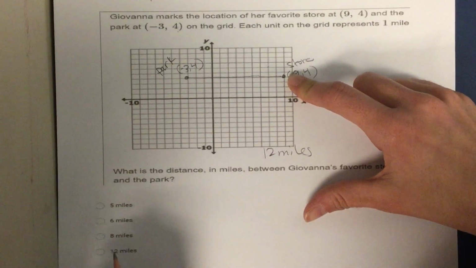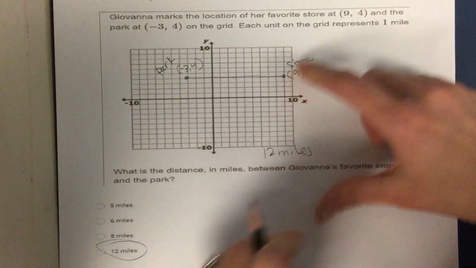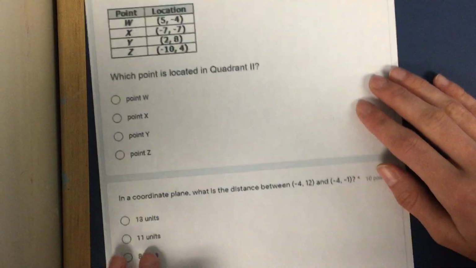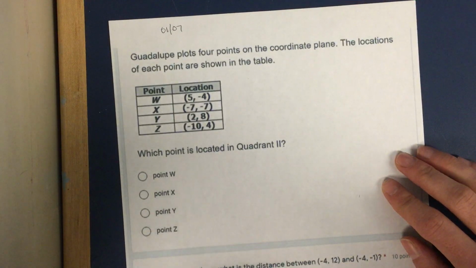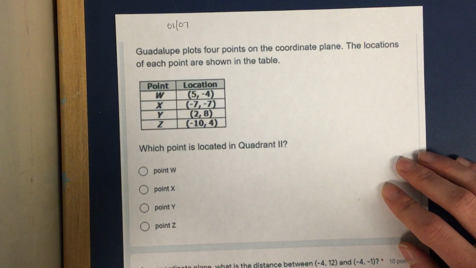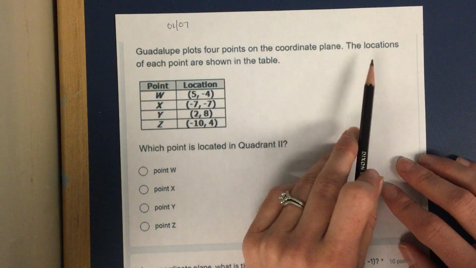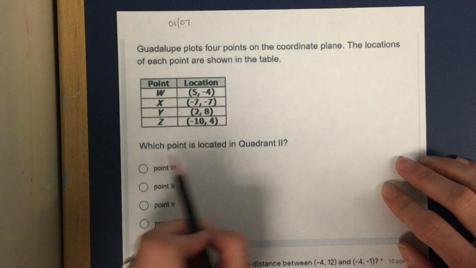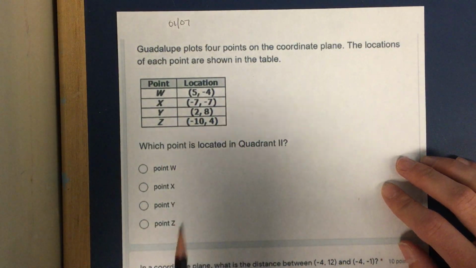That would have been the last one. Okay. And this is our last two. So let's start with this one. Guadalupe plots 4 points on the coordinate plane. The locations of each point are shown in the table. Which point is located in quadrant 2?